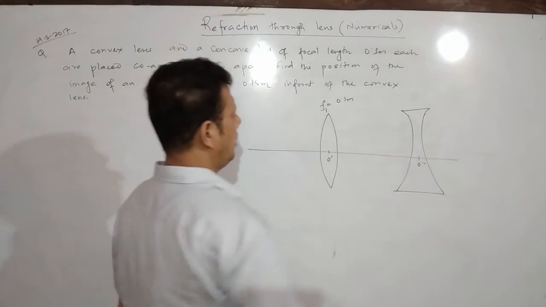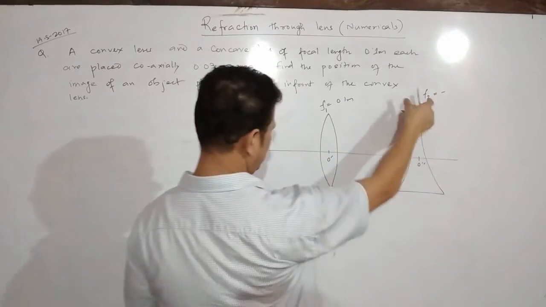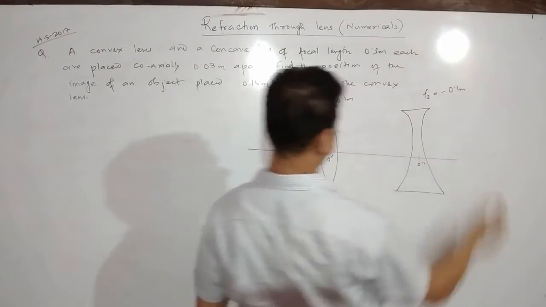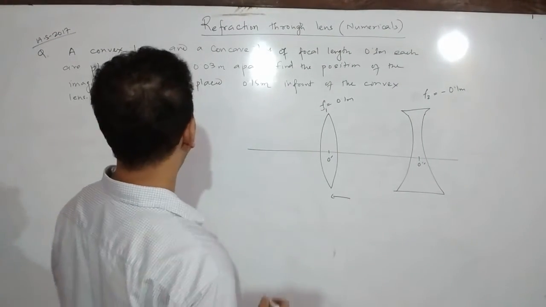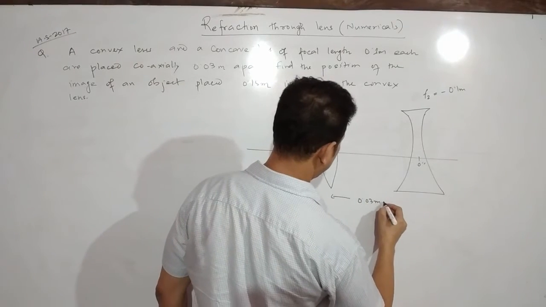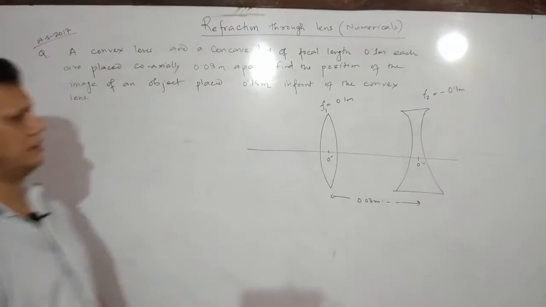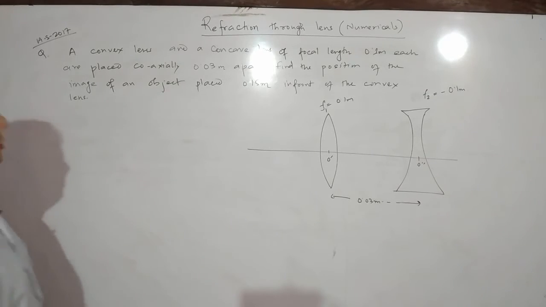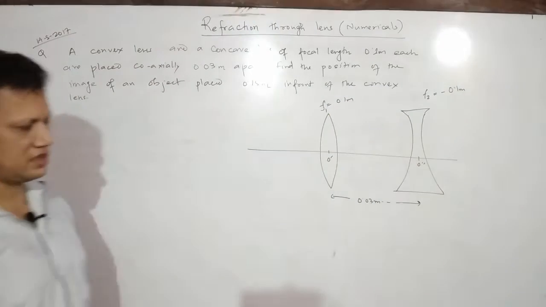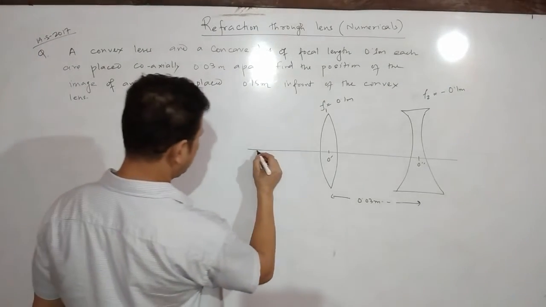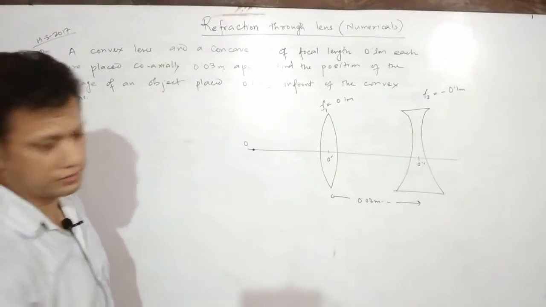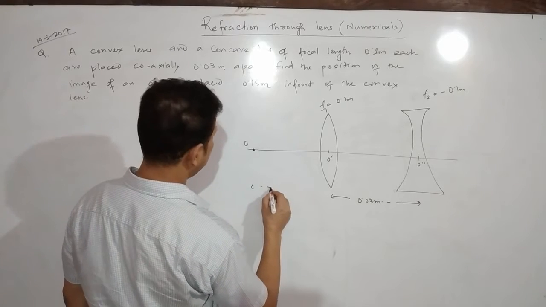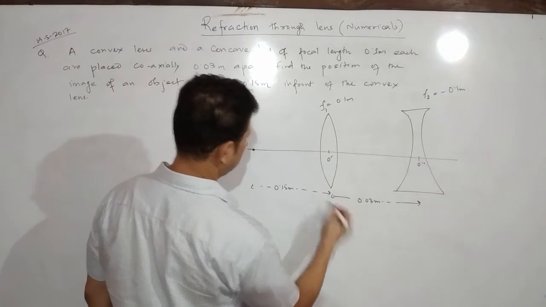f1 is 0.1 meter, positive because it is a convex lens, and the focal length f2 is negative because it is a concave lens. For a concave lens the focal length is always negative, so f2 is minus 0.1 meter. Now the separation between the two lenses is said to be 0.03 meter. Where is the object placed? It is placed in front of the convex lens at a distance of 0.15 meter. Suppose this is the point object, and its distance from the convex lens is 0.15 meter.